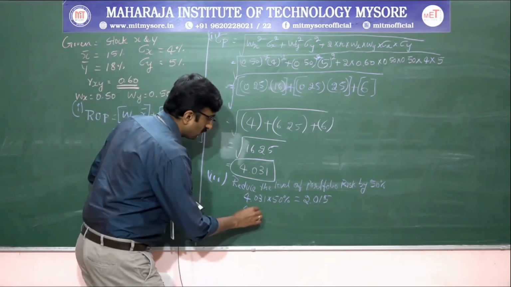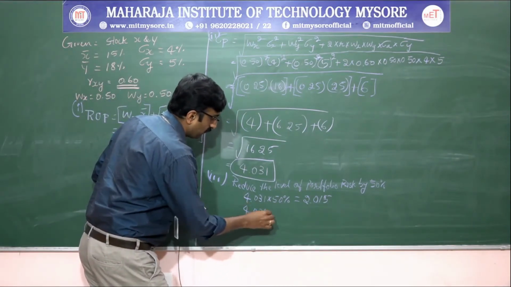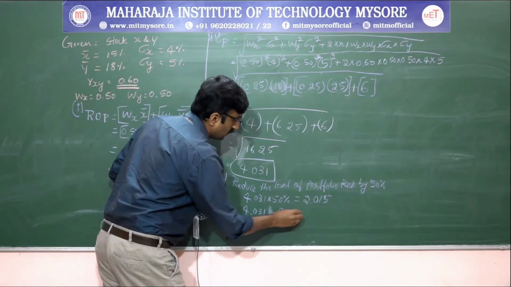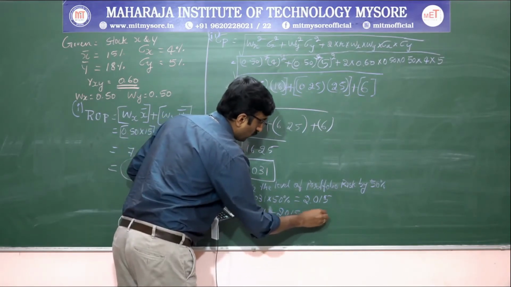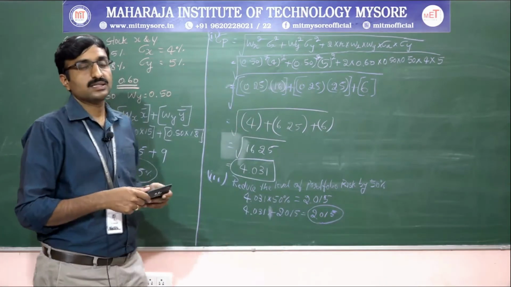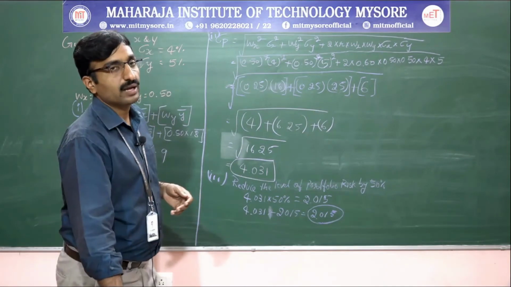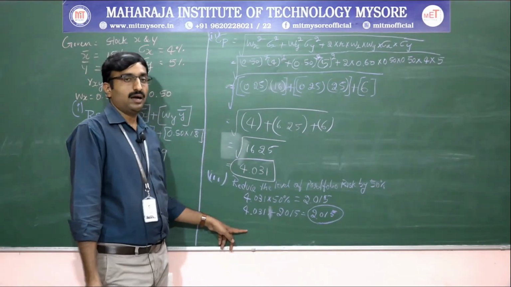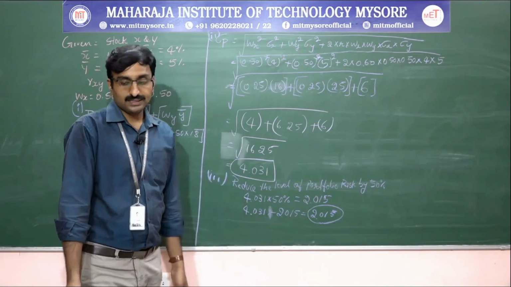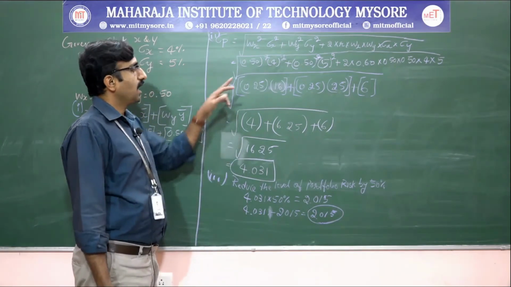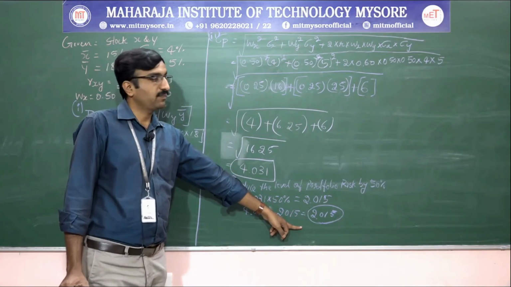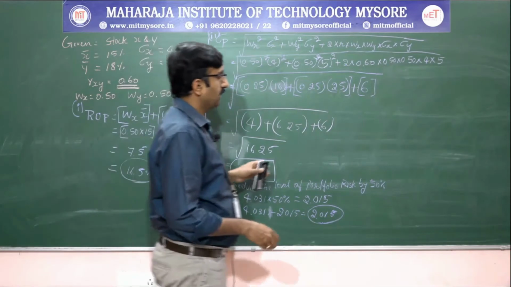So, 4.031 minus 2.015 is equal to 2.015. This is the standard deviation P to use to calculate the value of R. We have to consider 2.015. So, let us calculate the value of R if the standard deviation P is 2.015.